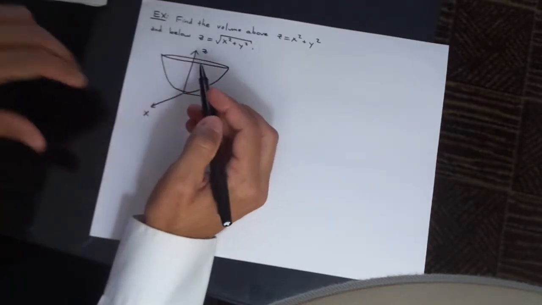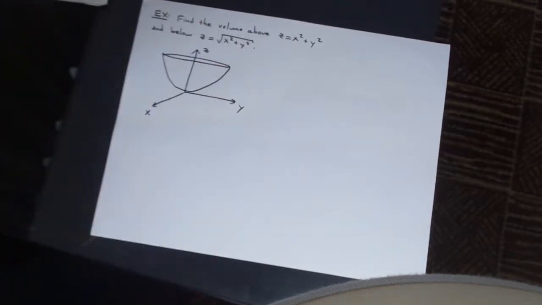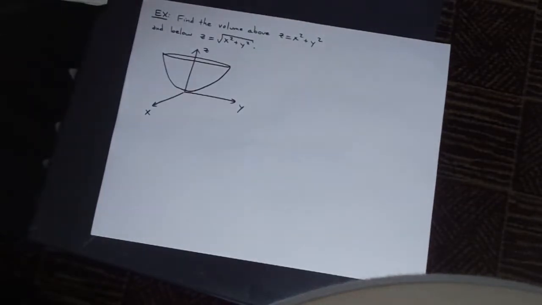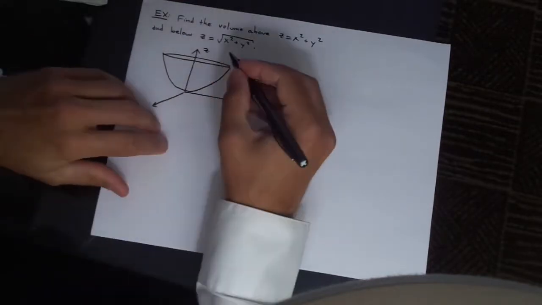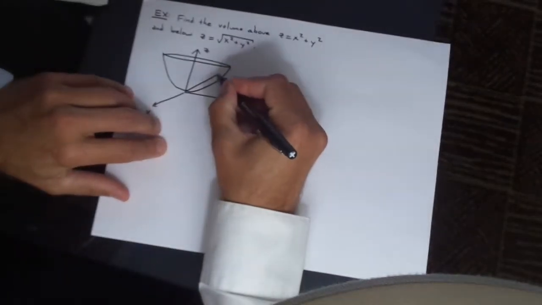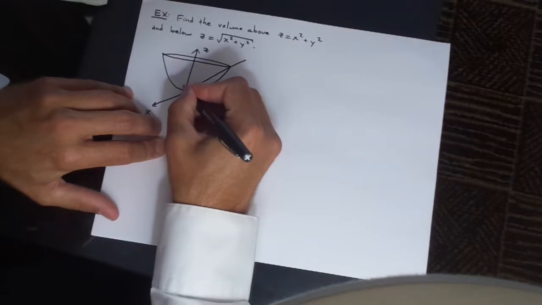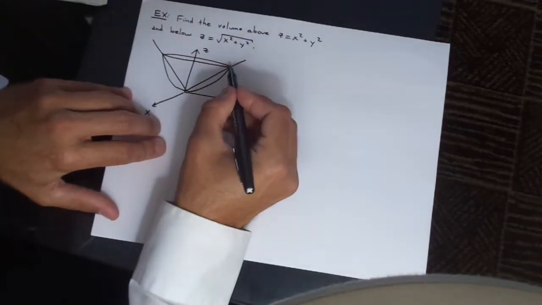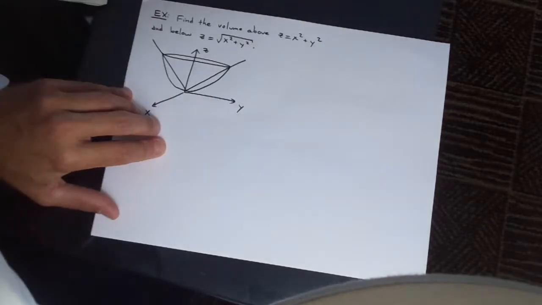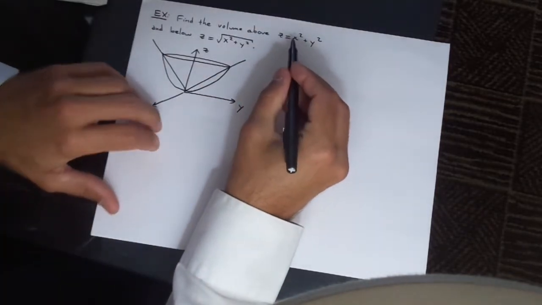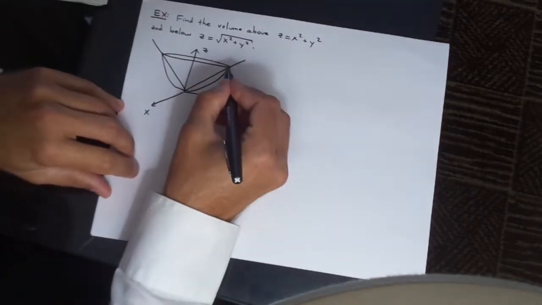Okay, and then we also have the cone z equals the square root of x squared plus y squared that intersects the paraboloid. Let me draw the cone here. The cone would be something like that. And of course, if you set these two equations equal to each other, you'll figure out where the intersection is.